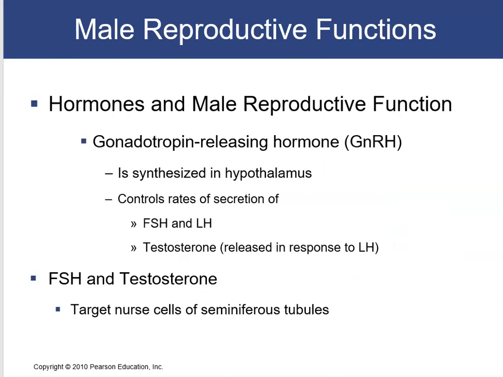We're going to look at the hormones of the male reproductive system. Everything begins with gonadotropin-releasing hormone. This is synthesized by the hypothalamus, released from the hypothalamus, and travels to the pituitary. This controls the rate of secretion of both FSH and LH. The other male hormone is testosterone. Testosterone typically is released in response to LH. FSH and testosterone both target the nurse cells of the seminiferous tubules to promote the process of spermatogenesis.